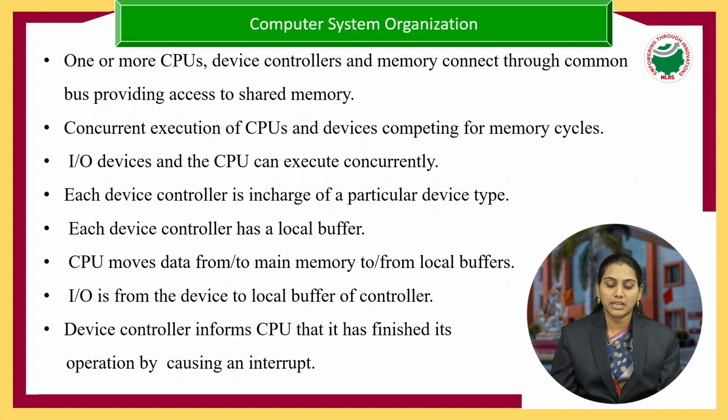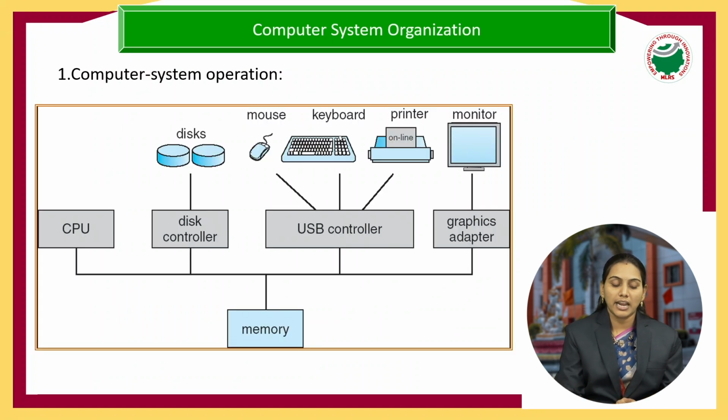Once the device controller finishes its operation, it informs the CPU by causing an interrupt. An interrupt occurs when the data is stored in the local buffer. Here the disk controller has a local buffer. When the data is stored in the local buffer, the device controller immediately sends an interrupt to the CPU that the data is ready to execute. Then it can be sent to the main memory.